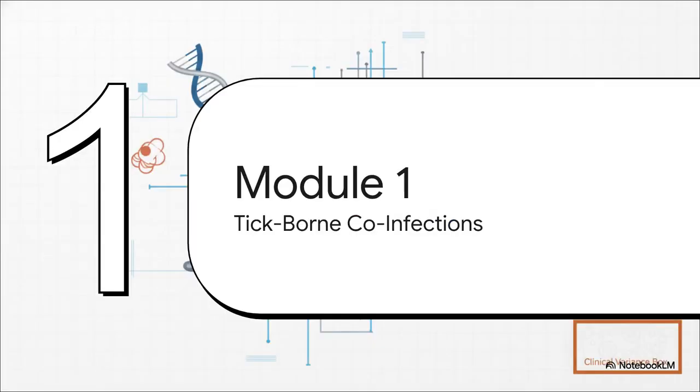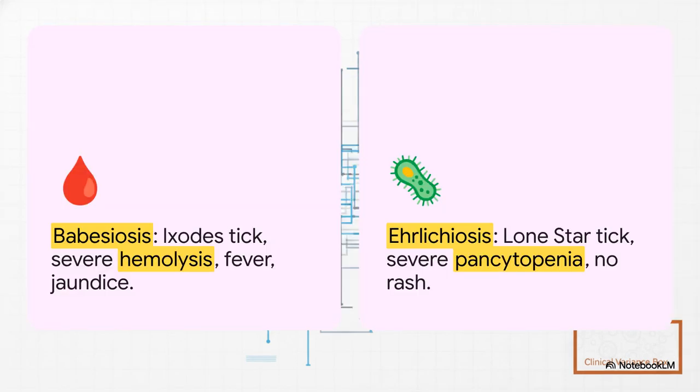Let's get to work. Module 1, Tick-Borne Hemodynamics and Co-Infections. We must instantly contrast two distinctly different pathophysiologic threats that masquerade behind a very similar initial tick exposure. First up is babesiosis. This protozoan, transmitted by the Ixodes tick in the northeast U.S., specifically targets and invades erythrocytes, and that precipitates severe intravascular hemolysis. You've got to look for the classic triad of fever, profound fatigue, and jaundice, which is driven by elevated indirect bilirubin and LDH. Now contrast that with ehrlichiosis.